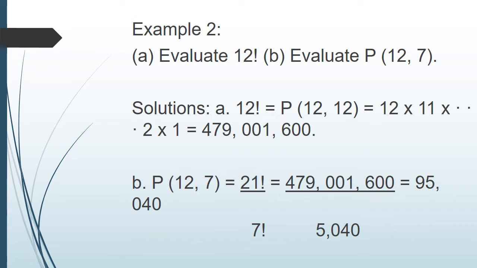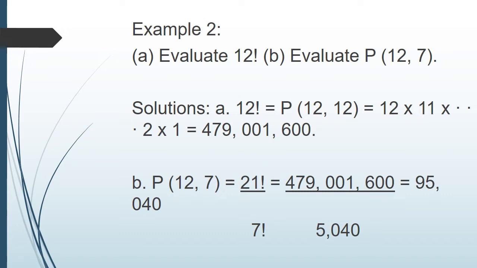Example 2. A. Evaluate 12 factorial. B. Evaluate P(12, 7). Solution. A. 12 factorial is equal to 12 times 11 times, and so on, 2 times 1, which is equal to 479,001,600.